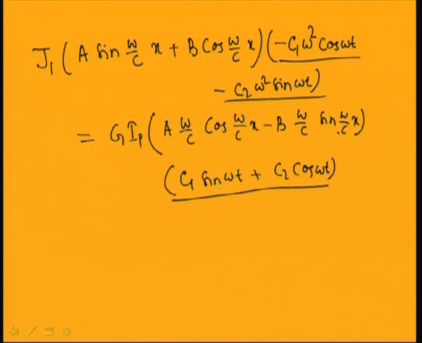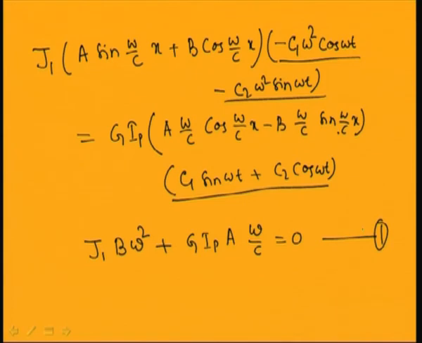After cancelling, you can write it by substituting x equal to 0. When you substitute x equal to 0, the sin term will go, and here also the sin term will not be there. So, from this you can write J1 B omega square plus G Ip A omega by C equal to 0. This is one expression you are getting from the left end boundary condition. Similarly, from the right end boundary condition, you can write in this way.